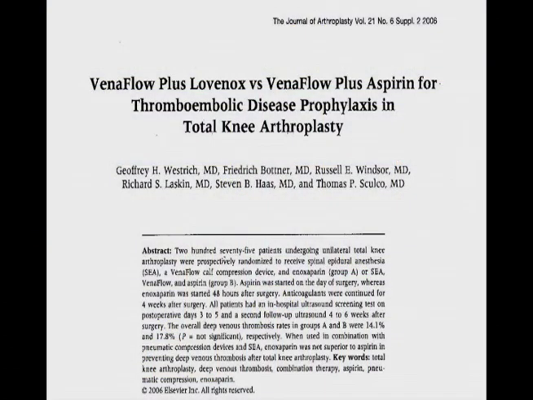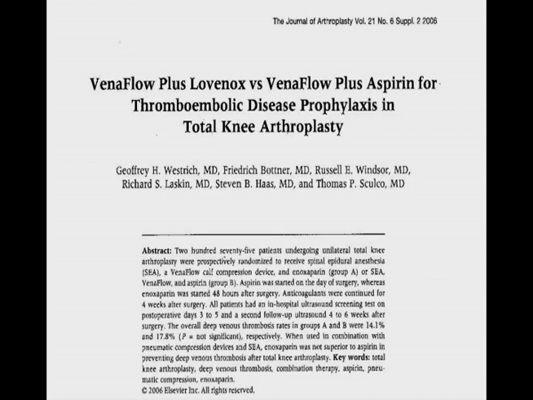With the hemodynamic study, we took the device that had the greatest increase in peak venous velocity, which was the VenaFlow device, and we did a head-to-head comparison with VenaFlow and Lovenox versus VenaFlow and aspirin to see if adding a potent anticoagulant with mechanical compression made a difference. This was a randomized prospective study. We published this in the Journal of Arthroplasty in 2006.